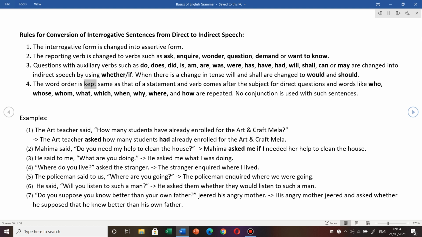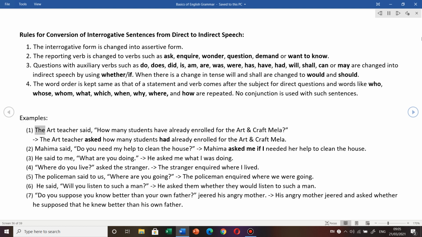The word order is kept the same as that of a statement, and the verb comes after the subject for direct questions, and words like who, whose, whom, what, which, when, why, where, and how are repeated. No conjunction is used with such sentences.